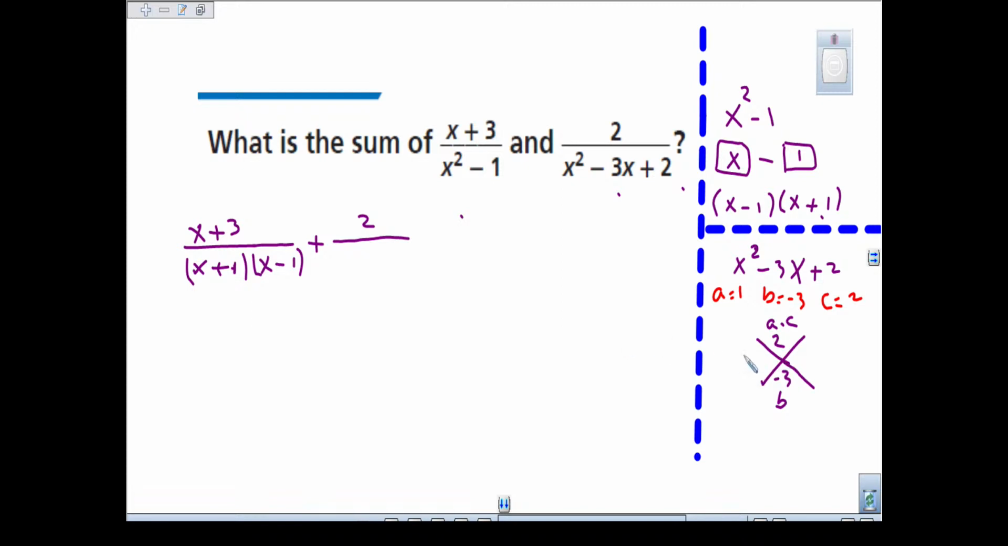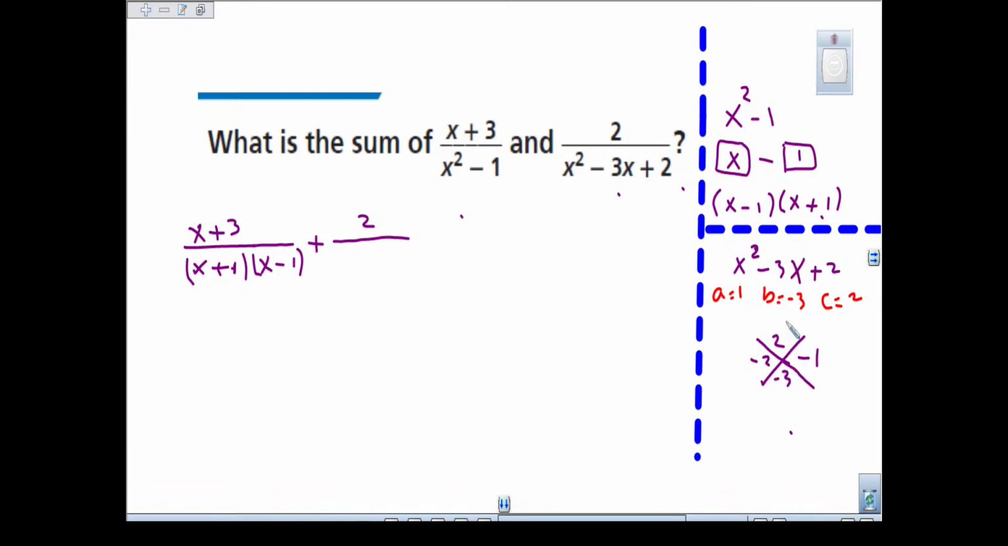Let's try them out. If it's 3 times negative 1, it's going to be 3 at the top. That's going to be too big. So maybe I could use the other suggestion, which is negative 2 and negative 1. Let's try that. Negative 2, negative 1.